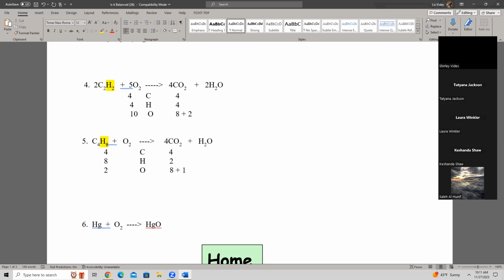Only those, nothing else. Here we have 8 hydrogens. We already have 2, so we need a 4 in front of here, right? Yep, 4 here, and that becomes an 8. Sorry, I put a 4.